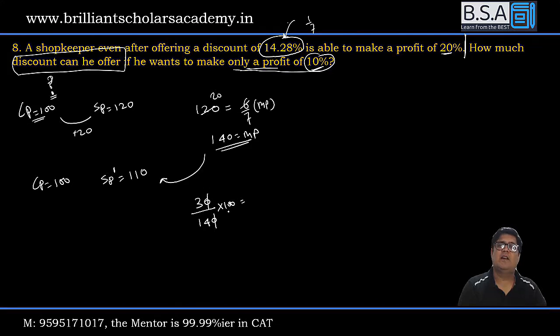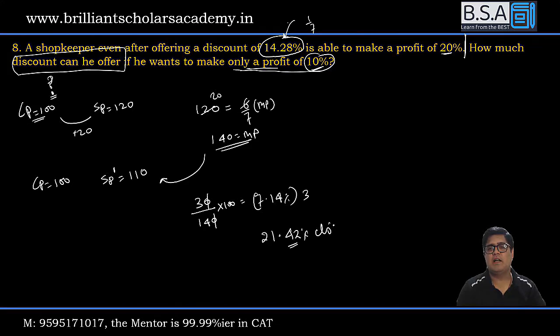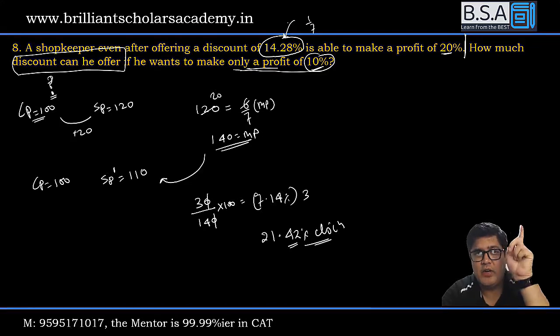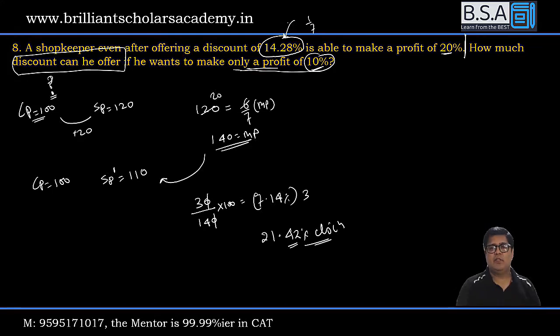00 cancelled. 100 by 14 we all know is 7.14% into what? Into 3. So 21.42% discount can be offered. Now what I have done for you is start with the assumption 100 rupees. 100 rupees is assumption for what? It is the assumption for the cost price. Can we do it without assumption? Can this be done without assumption?